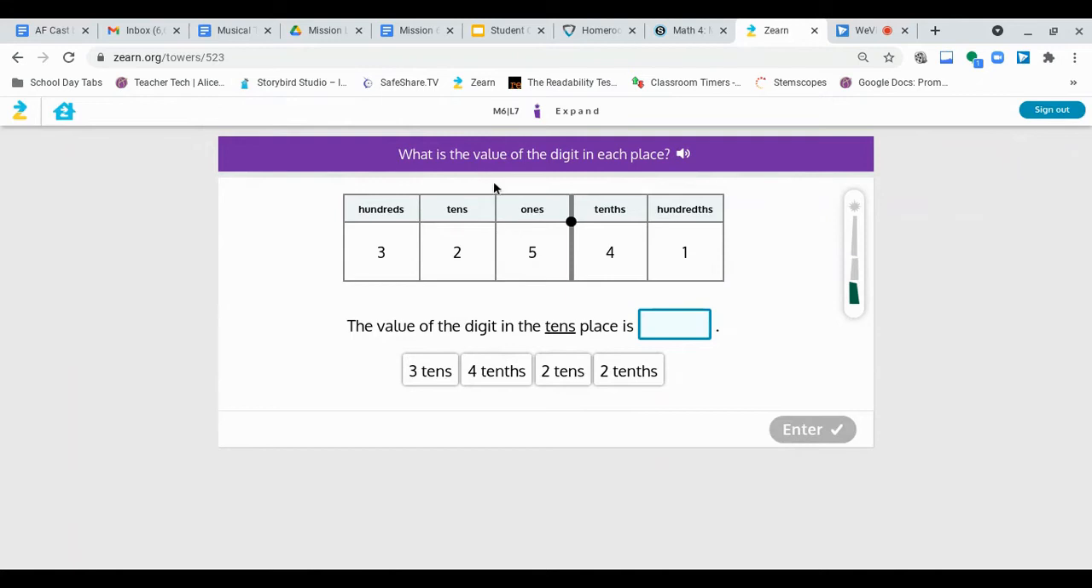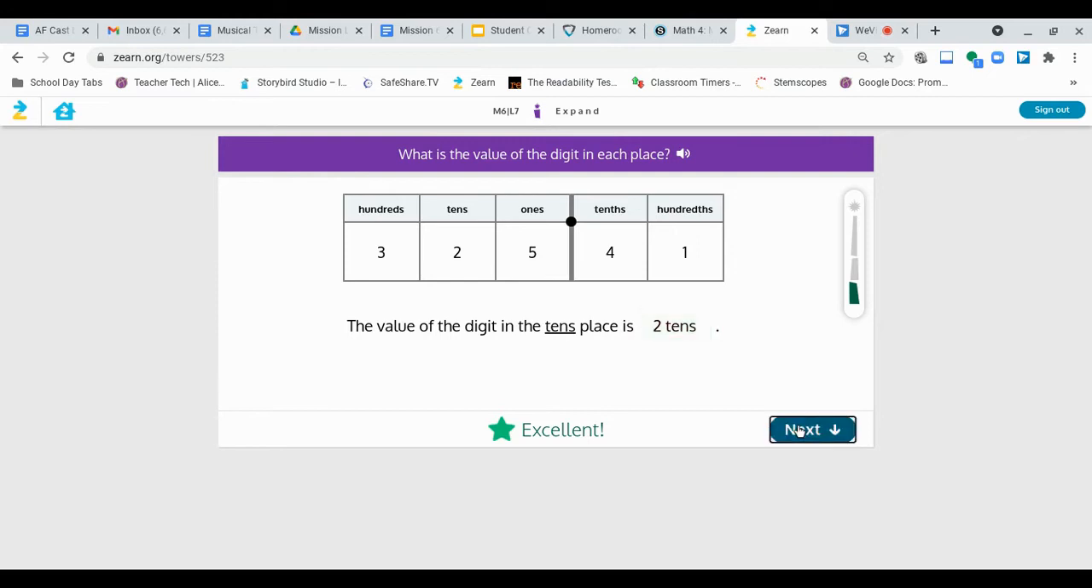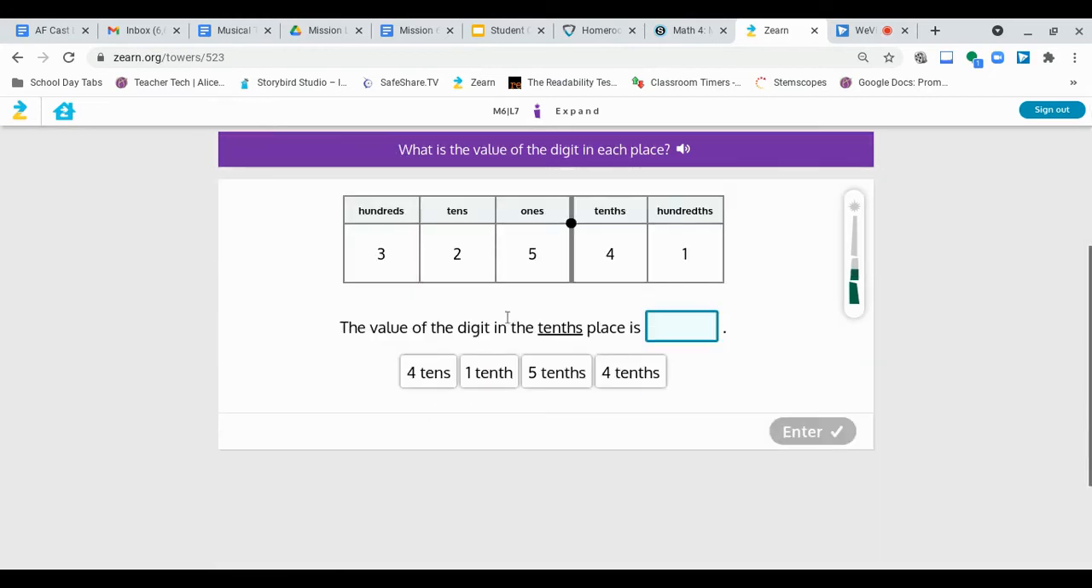Now it's going to ask, what is the value of the digit in each place? So you can see the number they gave us was 325 and 41 hundredths. So the value of the digit in the tens place is, well, I'm just going to look at the tens place. How many tens do I have? I have 2 tens. So you just need to read carefully, make sure you're getting the right place value that it asks you for. The value of the digit in the tenths place is, now I'm looking at the tenths place. And so make sure you don't confuse tens and tenths. I have 4 right here, tenths, that I can see. 4 tenths.